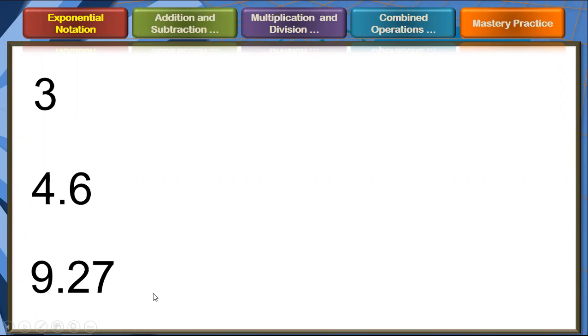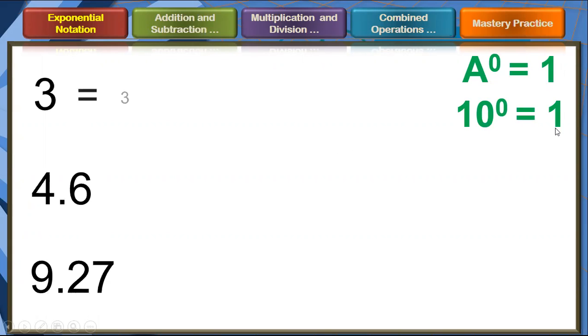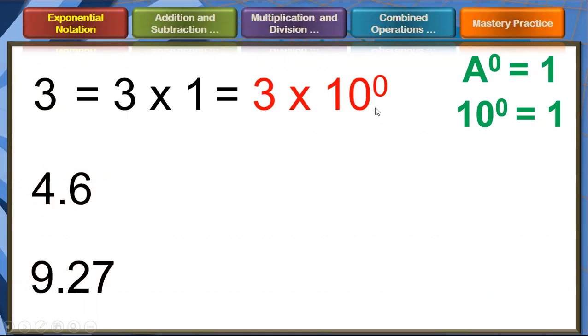So how can we write them in standard form or in exponential notation? All we have to do is remember this: A raised to 0 equals 1. Remember, any number raised to 0 is always equal to 1. And 10 raised to 0 is the same as 1. So we can write this one as 3 times 1, and then substitute 1 with 10 raised to 0. So we have 3 times 10 raised to 0.